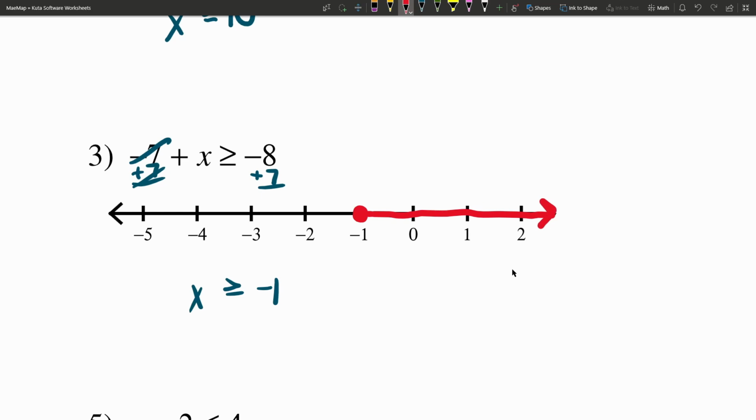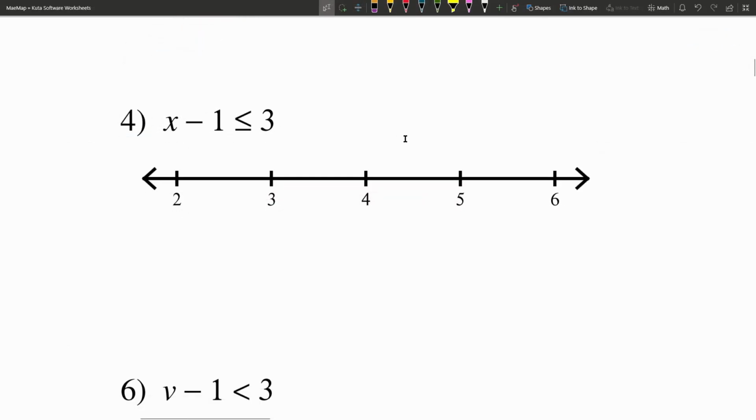Let's move on to number 4. In number 4, we have x minus 1 is less than or equal to 3. So let's start by isolating x, and we're going to do so by adding 1 to both sides. So we're going to get x left on our left-hand side, and that's going to be less than or equal to a positive 4. Starting with finding 4 on our number line, we're going to circle it, and we're going to shade it in because x can be equal to 4.